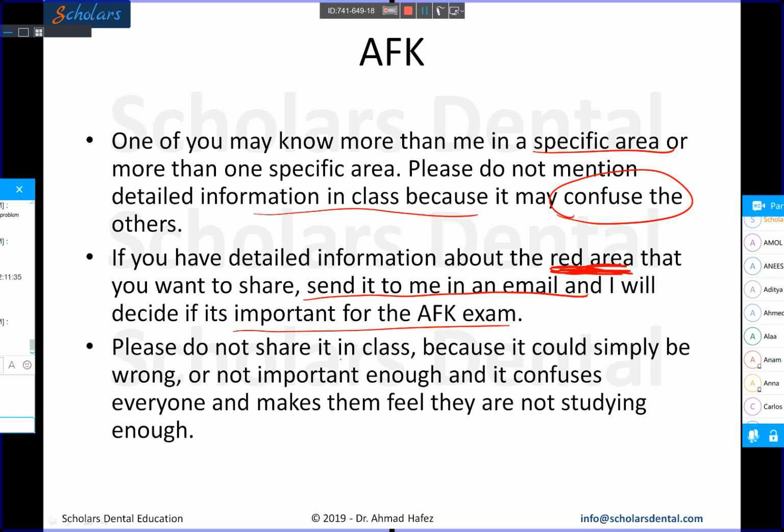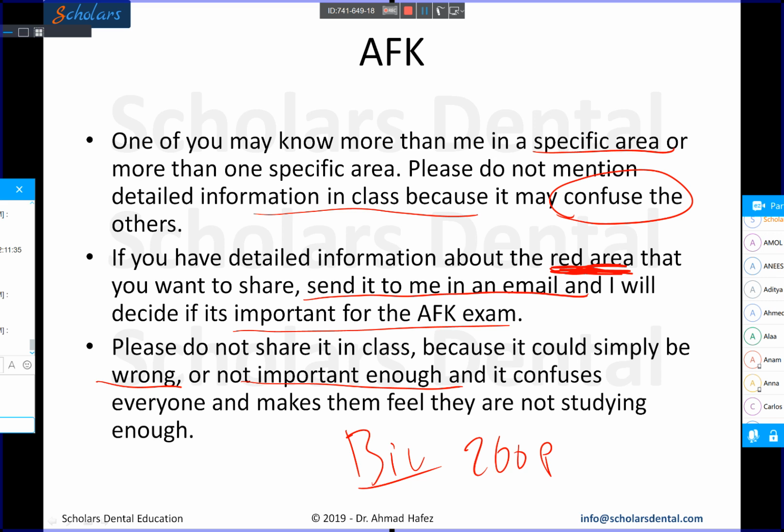Please do not share in class because it could simply be wrong or not even important enough. Why are you adding more work for people that's not important? I'm filtering what you need. You don't need to know biomechanics of orthodontics, for example. There's a 200-page book just about biomechanics in ortho. You don't need to know that. I thought I did when I was studying at first, but I learned what I need from the questions.